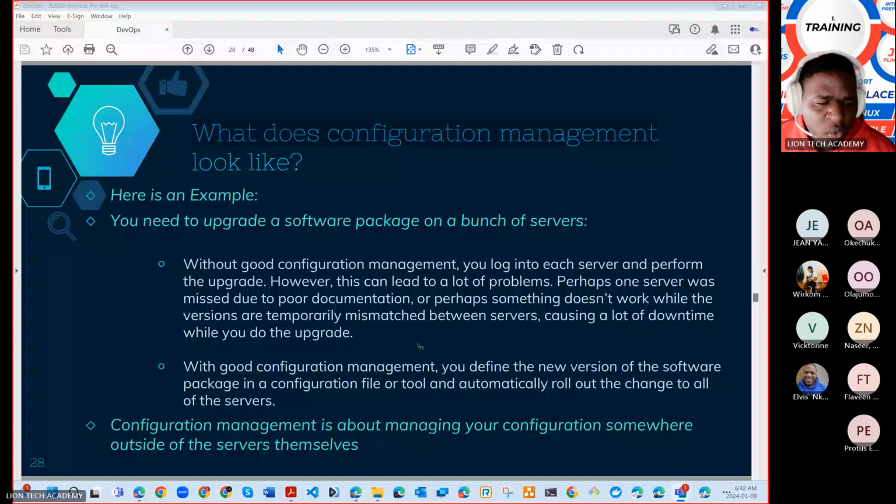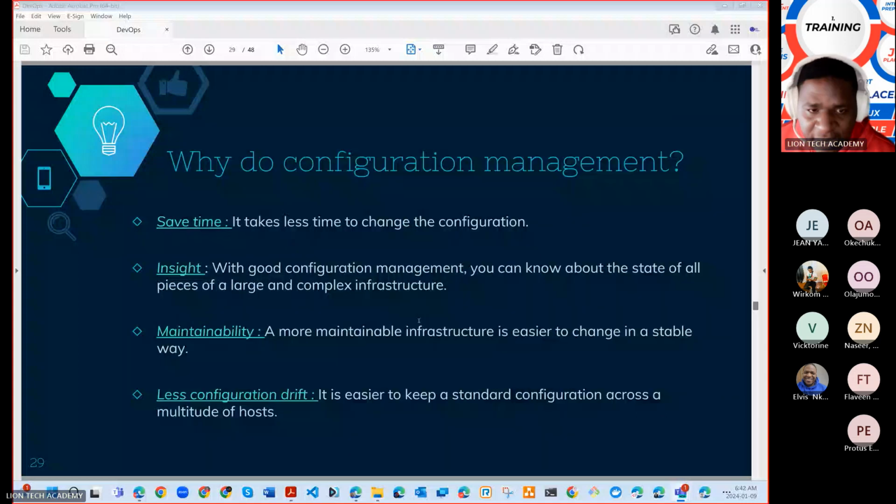So why should we implement config management? The first advantage is that it saves time. It takes less time to change the configuration. Yes. Why? Because we are automating. With good config management, you know about the state of all pieces of a large and complex infrastructure.